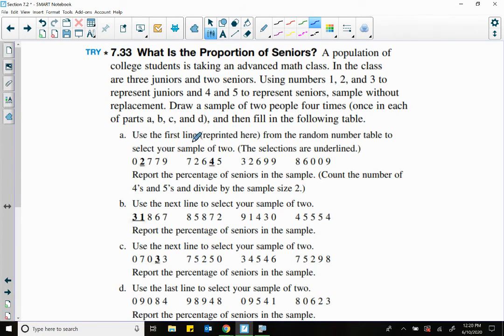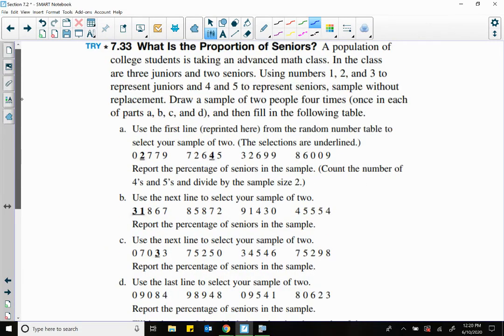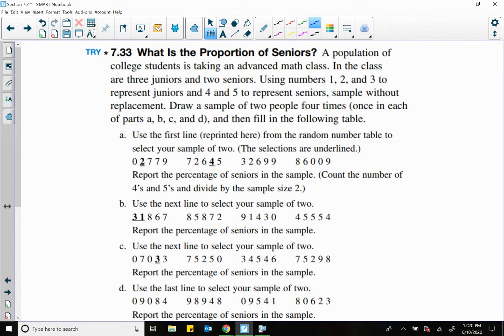So part A represents the first time we're going to draw a sample. Part B represents the second sample. C is the third and the fourth. And then we're going to fill in the table that's below. So let me show you how part A runs, and you can see how part of the table gets filled in. Then I'm going to have you pause the video and do B, C, D, and fill in the rest of the table.